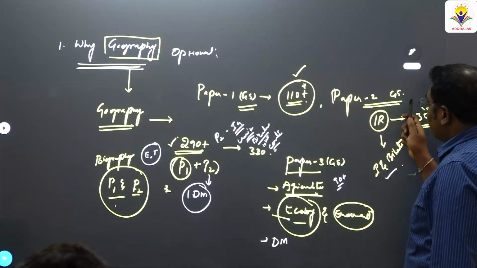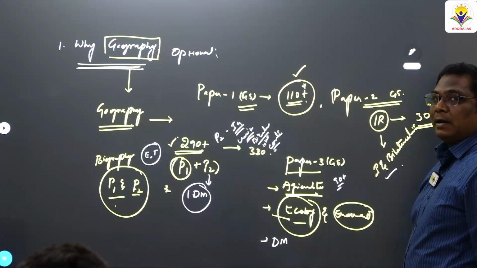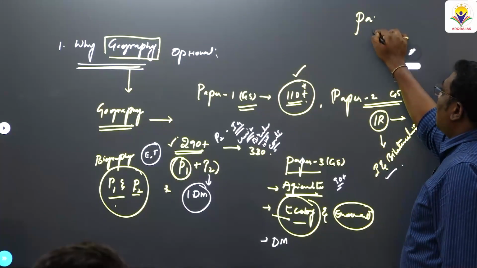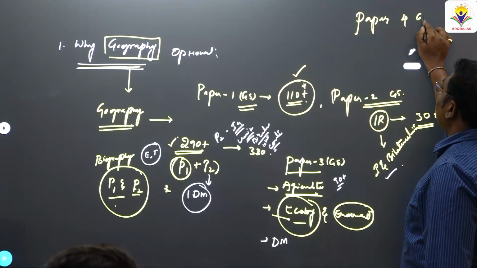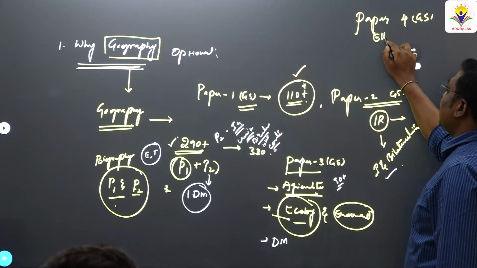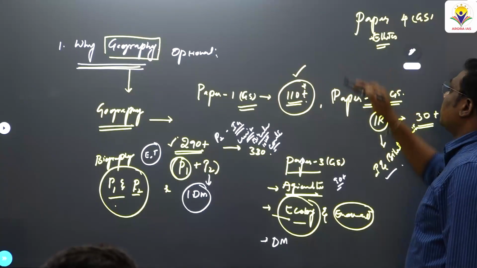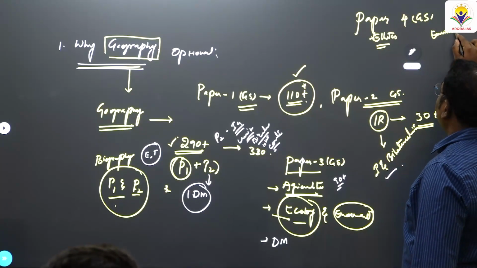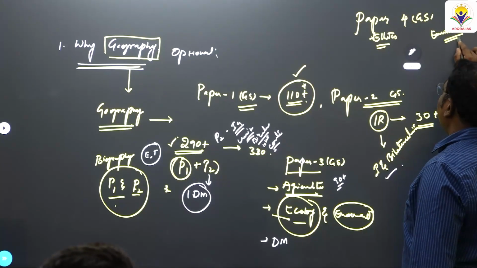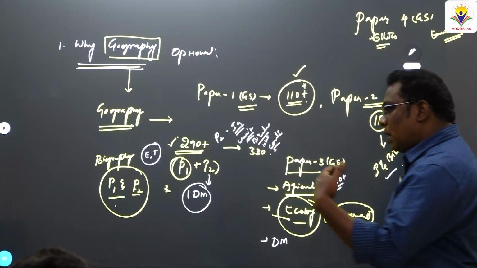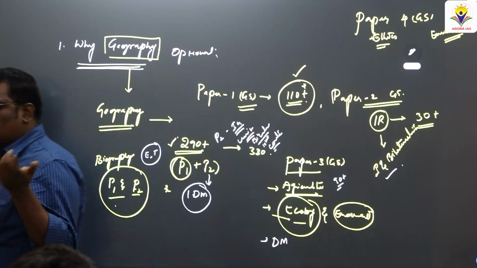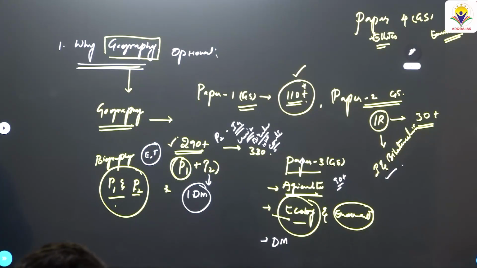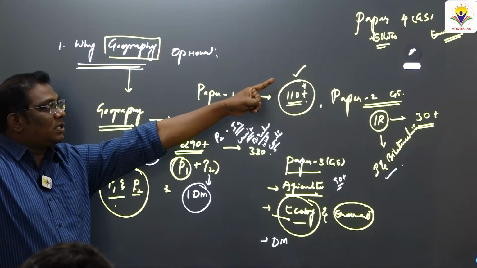Not only this, the geography optional did not stop here. It entered paper 4 general studies also. Paper 4 general studies is ethics. How can we say ethics also overlaps with the geography optional? Environmental ethics. There is a separate segment called environmental ethics. I will explain what is meant by ethics, what is meant by morals, the difference between ethics and morals, what is meant by attitude, and how attitude has to be changed. So we will see what your attitude towards the environment is.